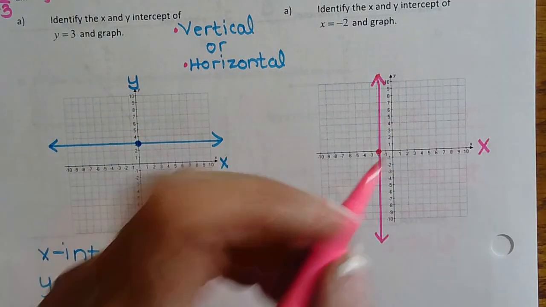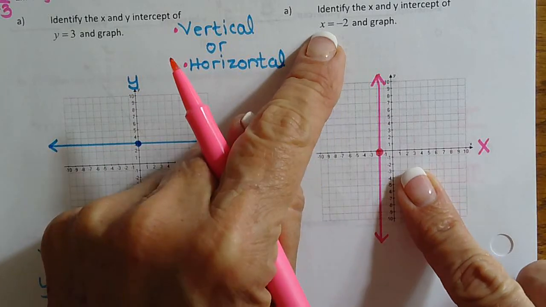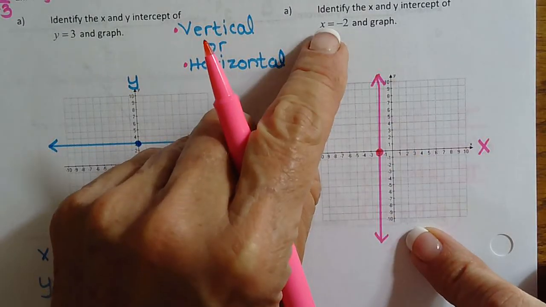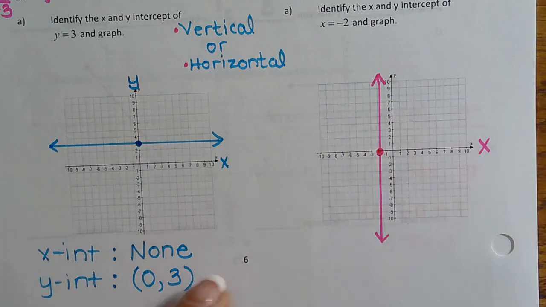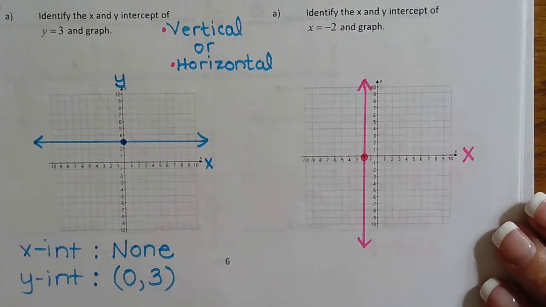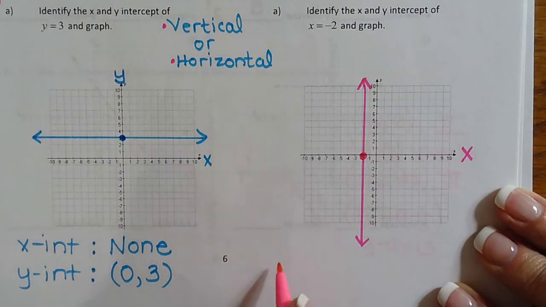And it's a line that only goes through the x-axis. See how there is no y in the equation? Notice it never touches the y-axis. This means it only passes through the x-axis, and it passes through at -2. So now that we have our graph, now we can answer the questions, the x-intercept and the y-intercept.